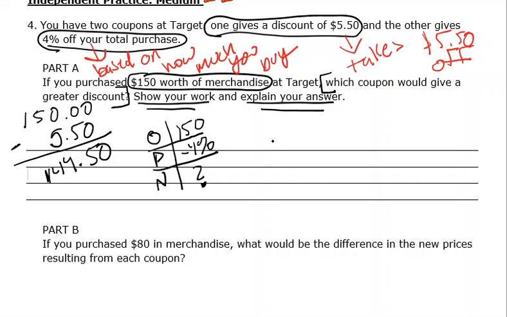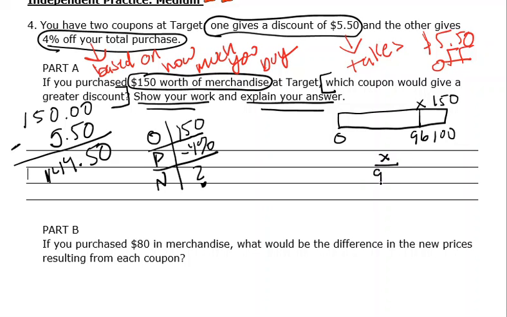If I'm having 4% come off, that means I'm paying 96%. So they did not give us a lot of room to do this work here. So what I'm going to do, my percent bar is 0, 100, 150 on top, X, that's my unknown, 96%. Okay, so I have X over 96 is equal to 150 over 100.